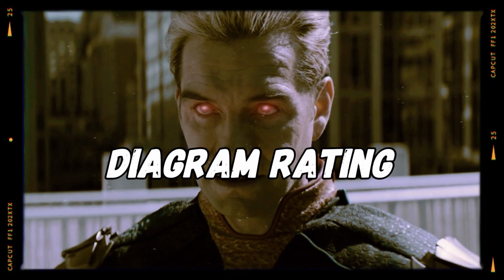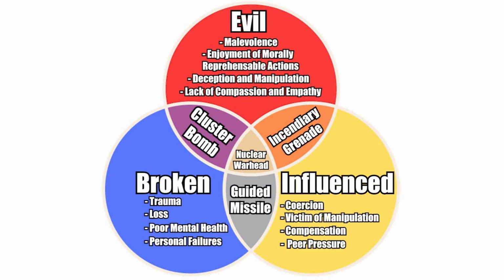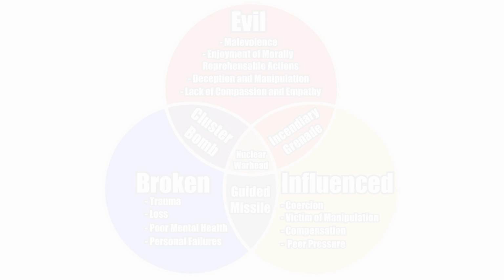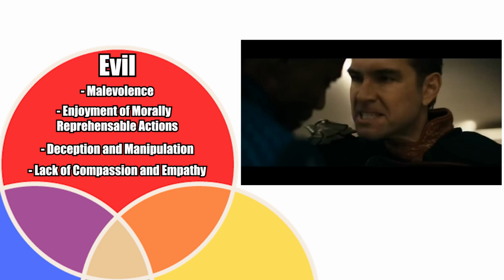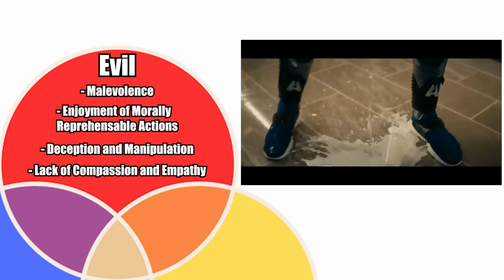Now we'll look at the villain's Venn diagram and see where Homelander fits. Some of these placements will be obvious, while others will be trickier to argue for. Let's start with an easy one. Homelander tends to be a cruel individual. He's done some straight up horrible stuff. Let's go through a few of them.